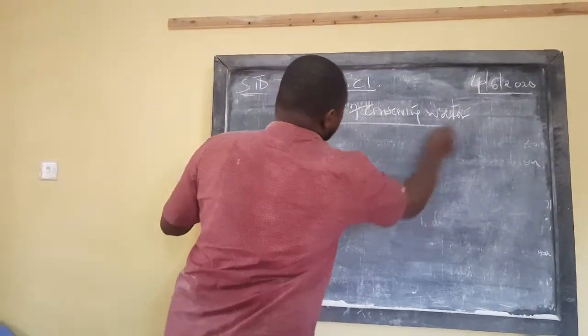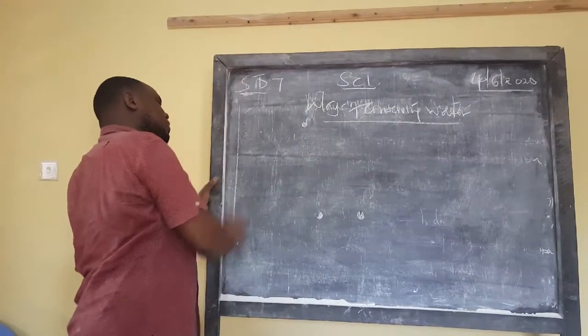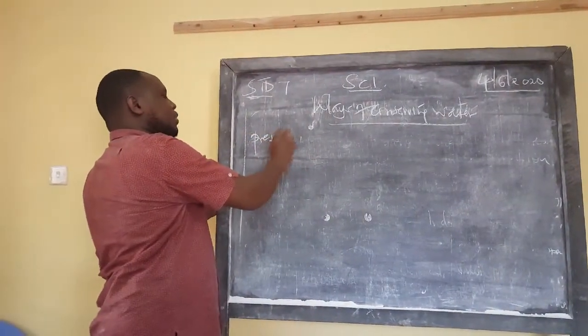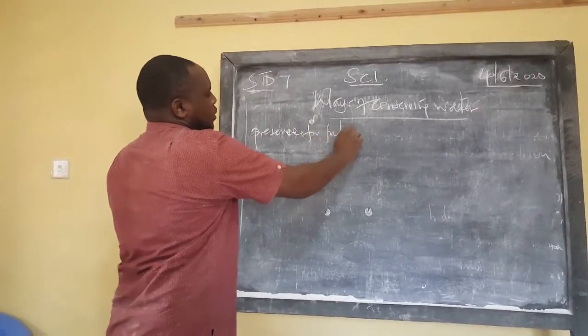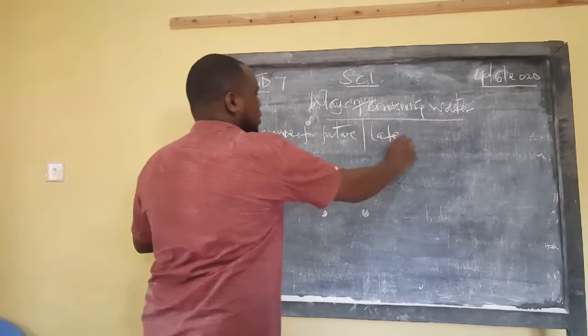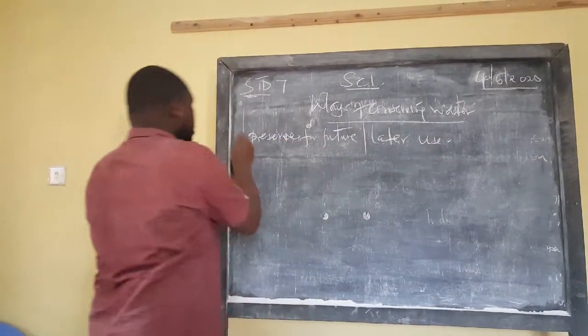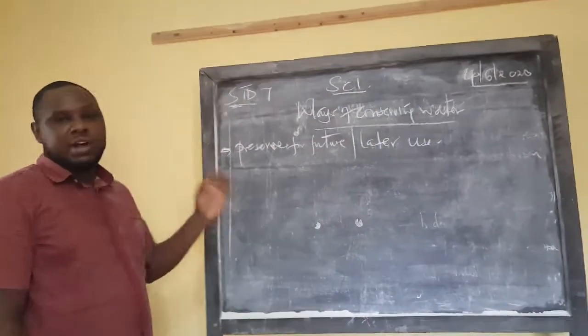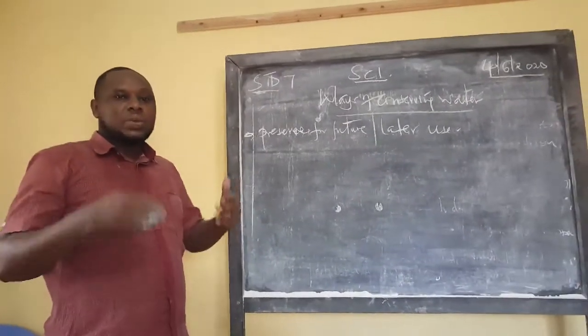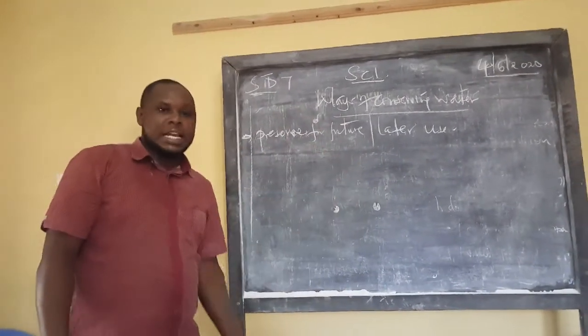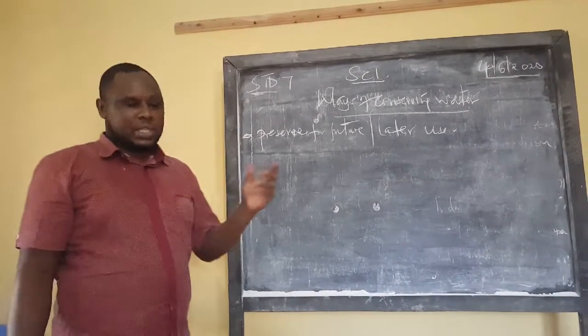Now, in this case, what is conserve? To conserve means to preserve for future or later use. We want to ensure that in future we have water for use. So how can we conserve what we have now so that we can use it later when there's not enough water around?